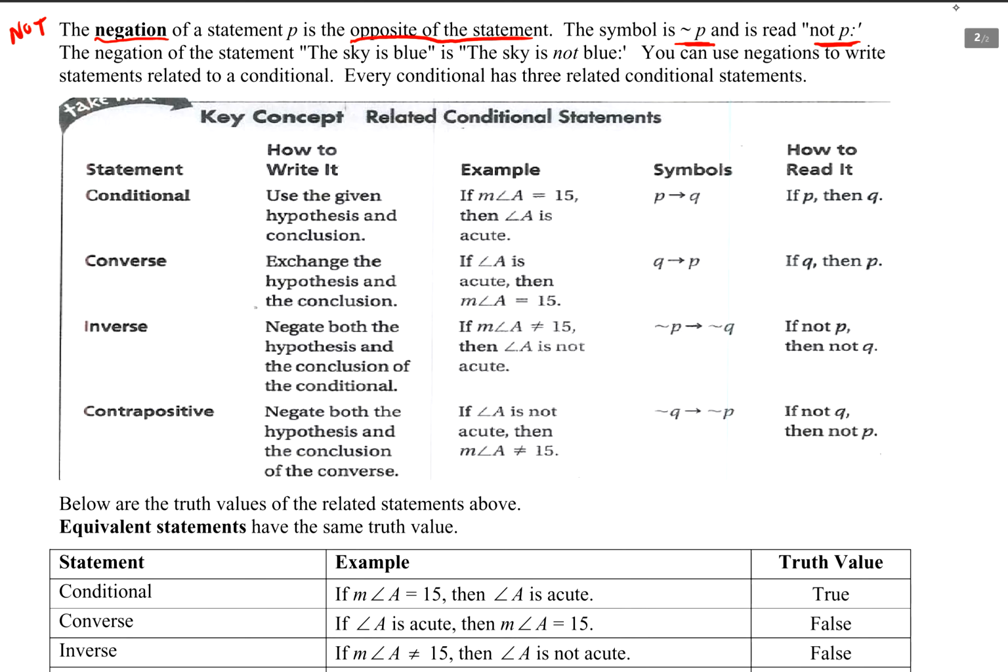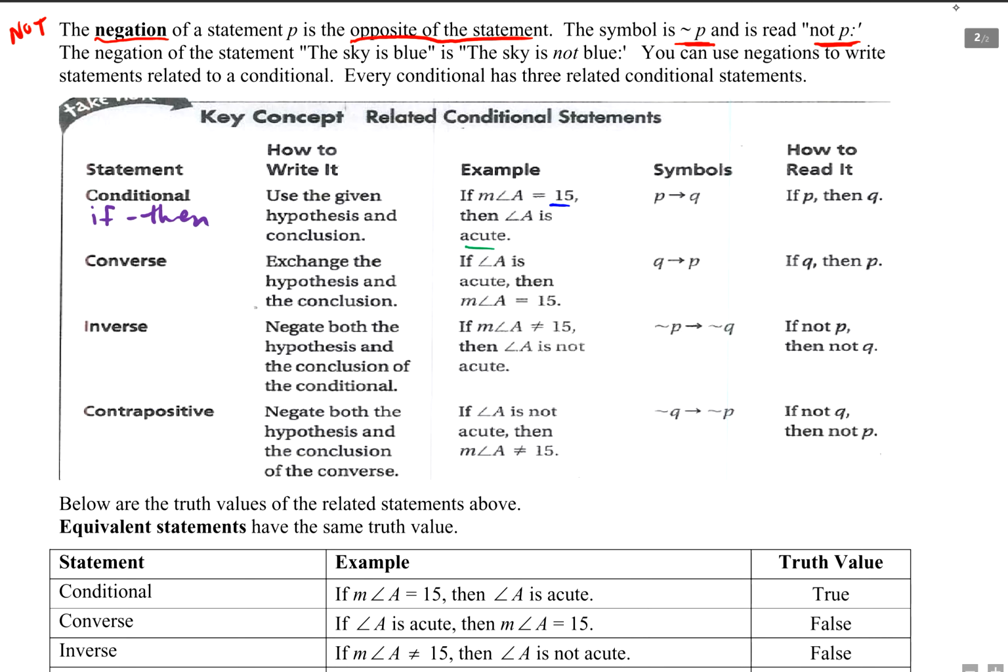Now, negating your conditionals, be careful that you are saying the opposite and not just putting in the not. Most of these are fairly straightforward, but you do have to be careful, and we'll see a couple of those examples as we go. So we know our conditional statement. Conditional statement is just if then, right? We use our hypothesis and our conclusion, and we just say, for example, if the measure of angle A equals 15 degrees, then angle A is acute. So we've got our 15 degrees and acute.